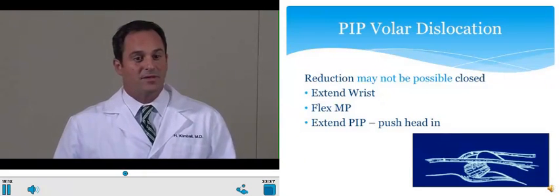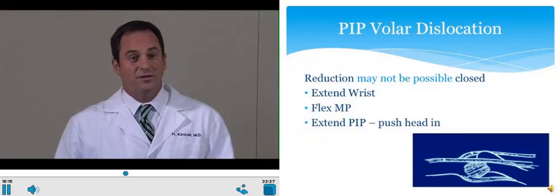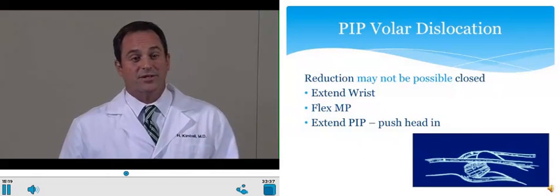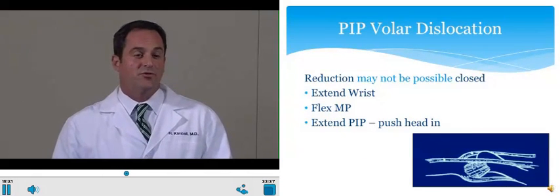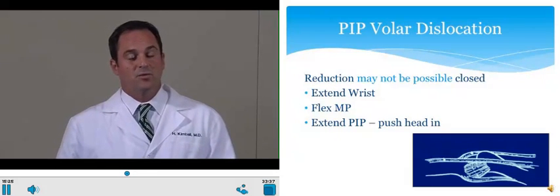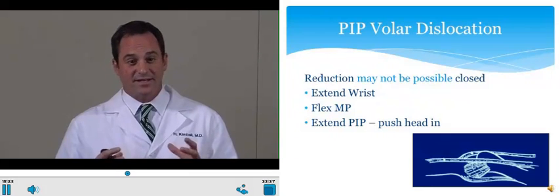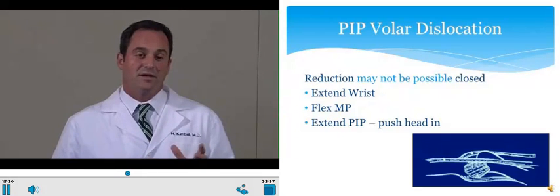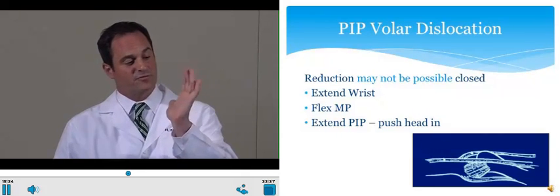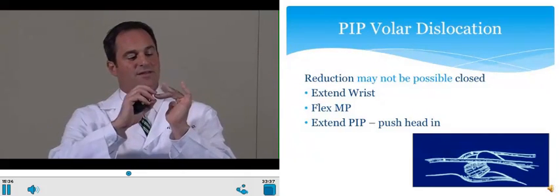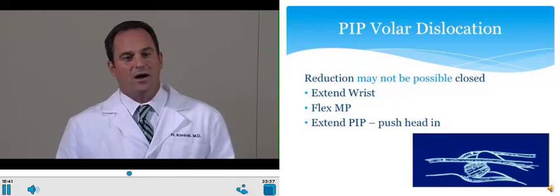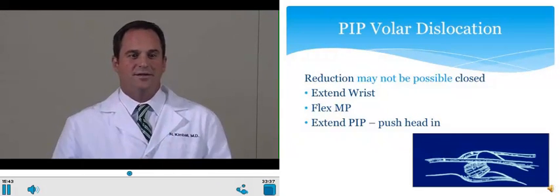Unlike the dorsal dislocations, which are typically very easy to reduce, this particular injury may not be reducible. So there is a technique to reduce this type of dislocation. We want to take all of the stress off of the tendons that are holding the bone out of position. And by doing that, we extend the wrist, we flex down the MP joints, and then we try to extend the PIP joint by pushing the head of the phalanx between those two tendons.